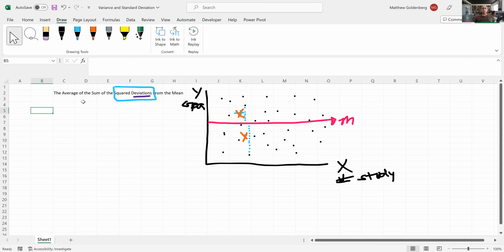All right, what's next? We have square distance without direction, just magnitude of the distance. Now we have the sum.